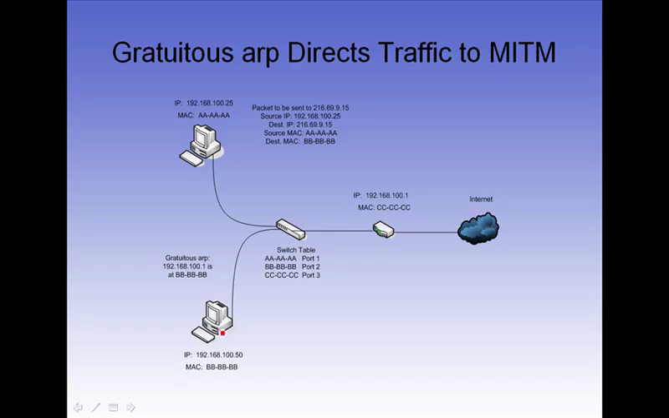To circumvent this, the attacking machine here sends a gratuitous ARP to this machine. Actually, I could do this, send this to many machines, but we're telling the .25 machine that the .1 machine is actually at BBBBBB. And again, this is put in the ARP cache.